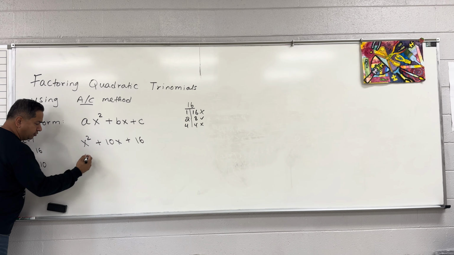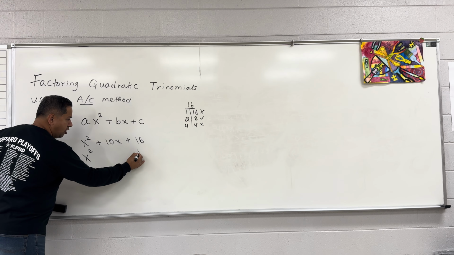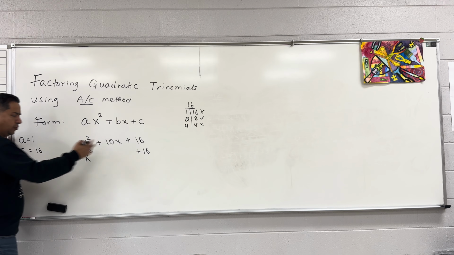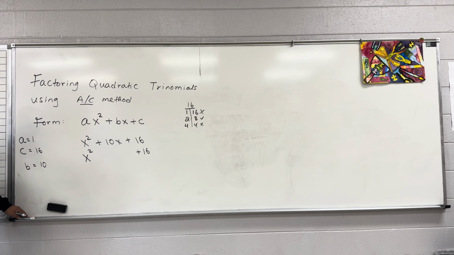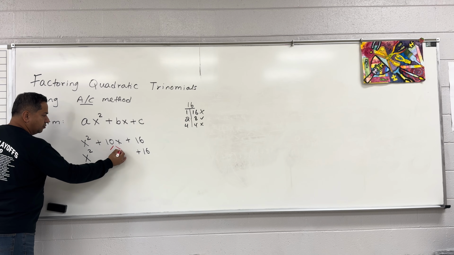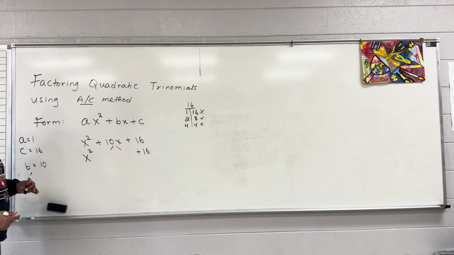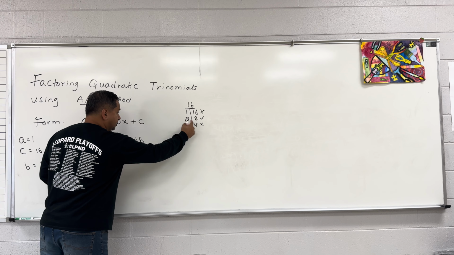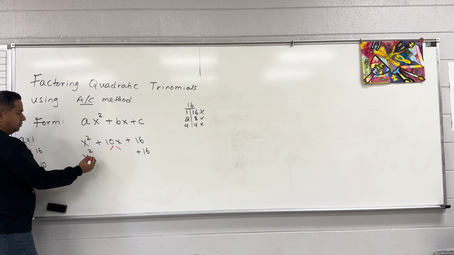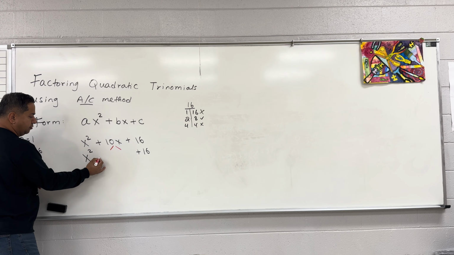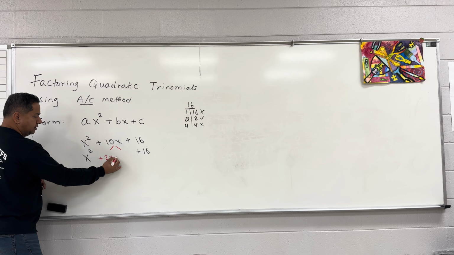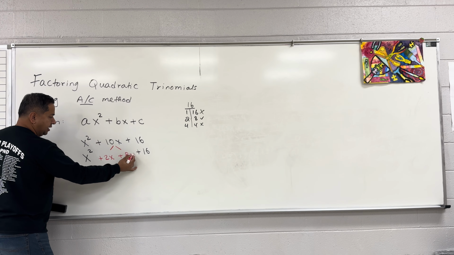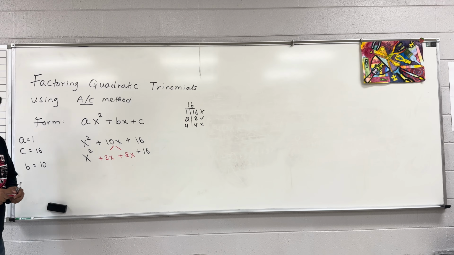You go back to your problem, you copy the first term, you copy the last term, just the way they were. And we are going to break this middle term, which is 10x. We're not going to write 10x anymore. Instead, we're going to write that as these two numbers. So instead of writing plus 10x, we'll write plus 2x and plus 8x. Everybody fine with that?